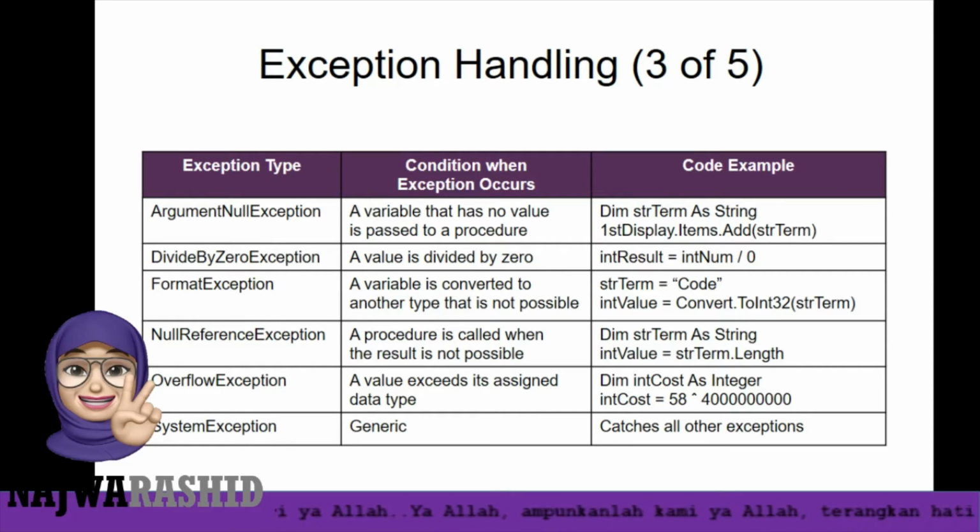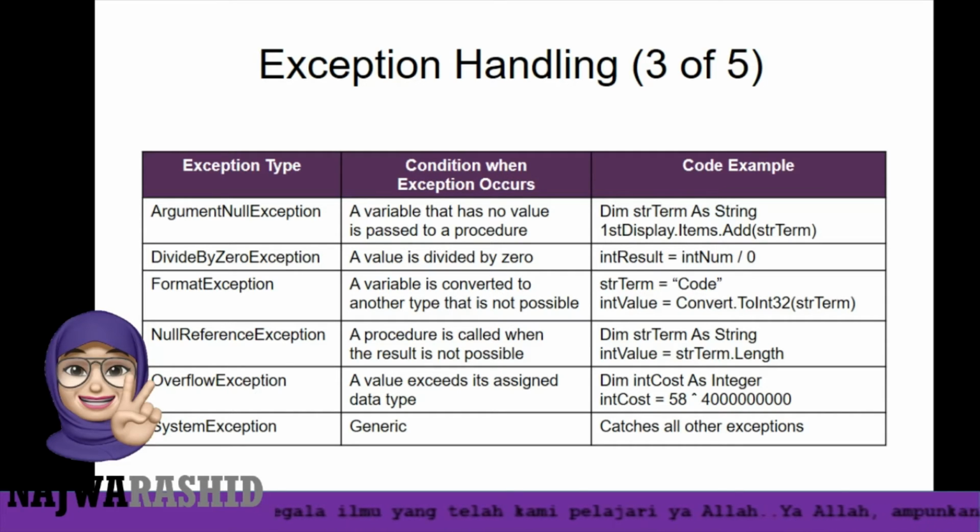Okay, this table shows several exception types. We can look at the first row. We have the exception type ArgumentNullException. This exception type is used when a variable that has no value is passed to a procedure. So we can catch a variable that has no value. Here is an example of how we use this exception type. We declare a variable as a string. First, display items as a string term. Here we want to add an item into the list box, for example. So we can use this null exception in order to catch the variable without any value.